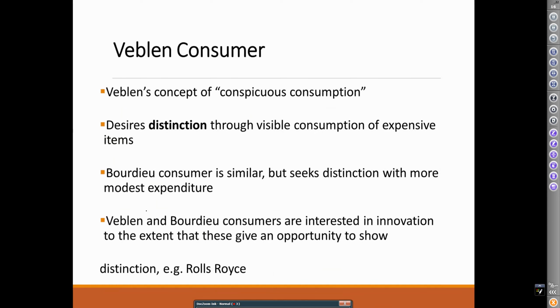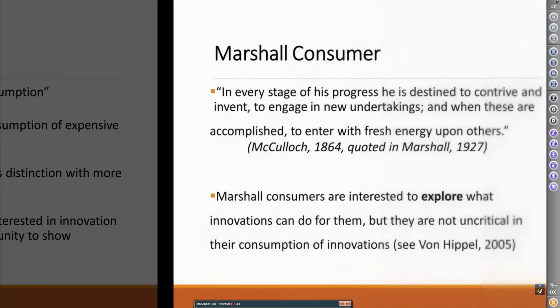Who else? Veblen consumer. Desires distinction for visible consumption of expensive items. Usually similar, but seeks distinction with more modest expenditure. So a more innovative consumer, this Veblen consumer.